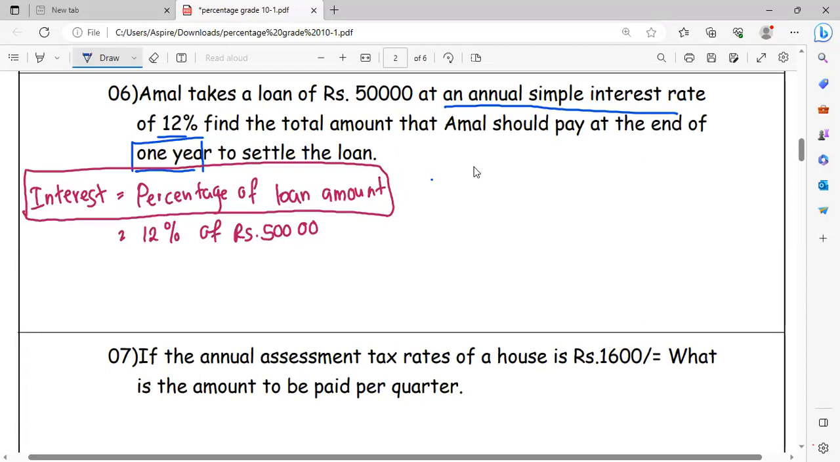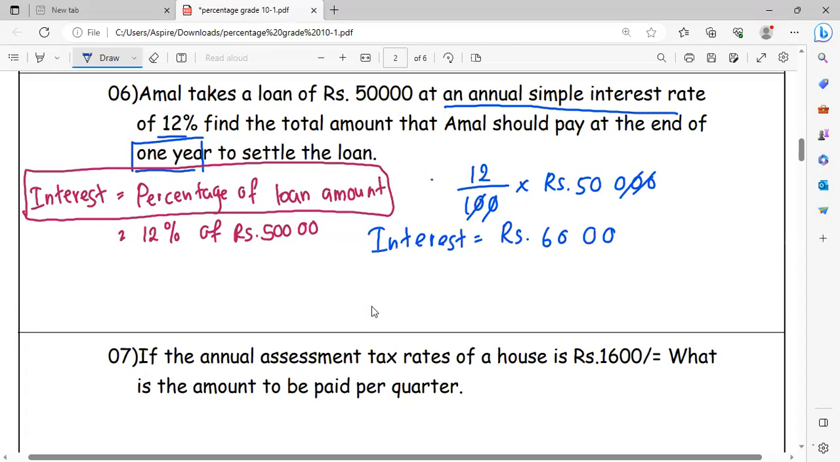Then 12%, that is 12 out of 100, multiplied by 50,000. 0 to 0 cancel, 0 to 0 cancel. Then 12 into 5, it is 60. Then this is the interest, 6,000.